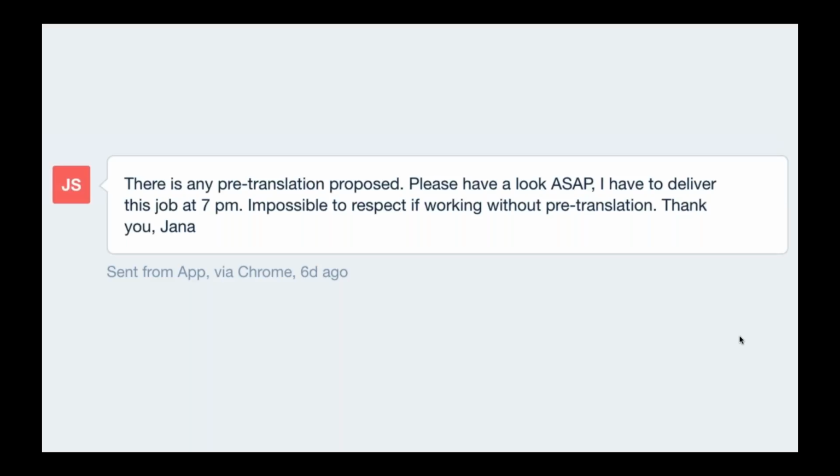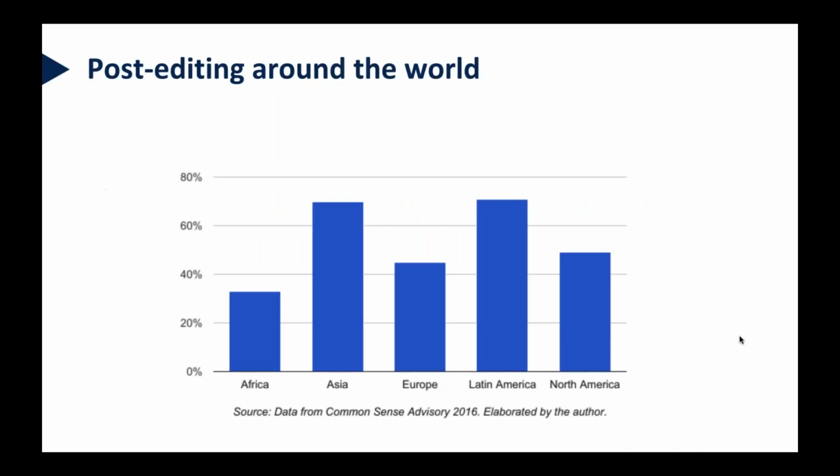So let's go back a little, and let's talk about the industry. Post-editing has been gaining ground over the past few years throughout the world. This is a survey that was conducted by Common Sense Advisory in 2016, so we're talking about two years ago. All the participants in the survey were asked if they were providing post-editing service of some kind. The participants were both freelancers and LSPs alike.